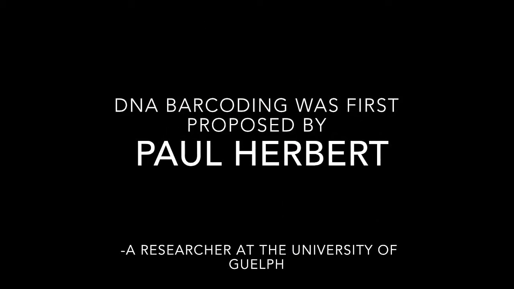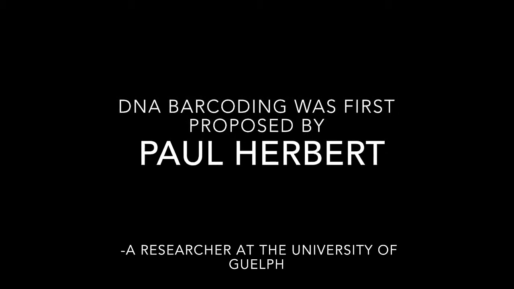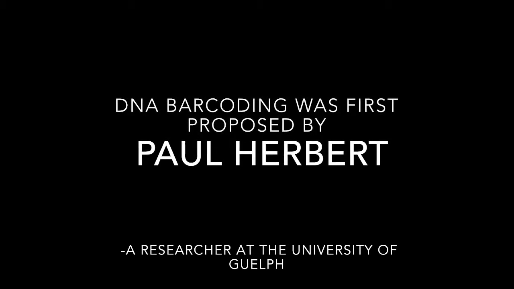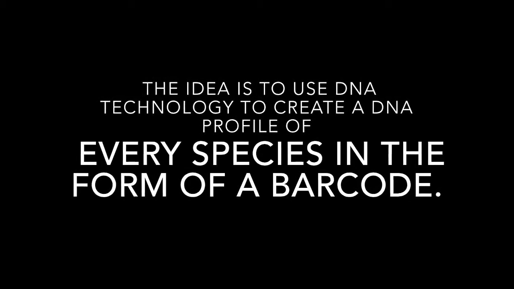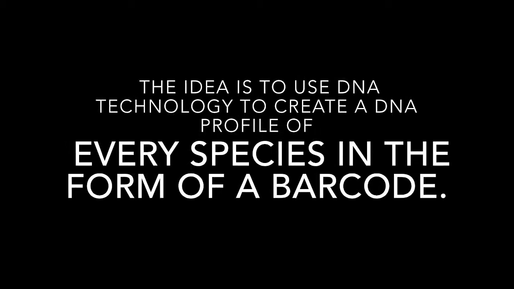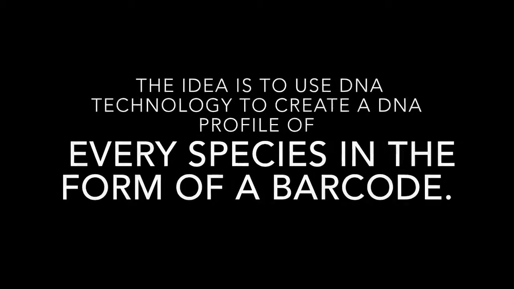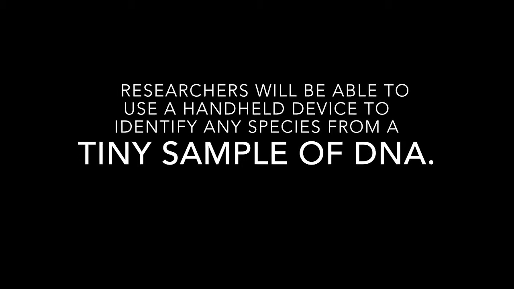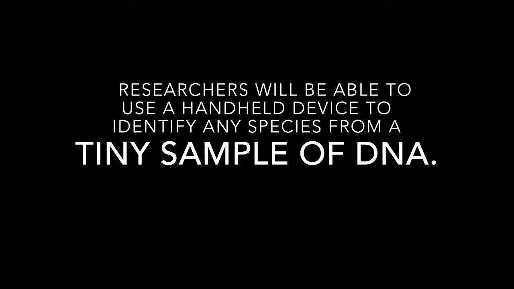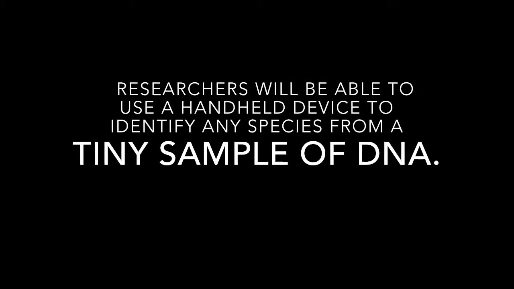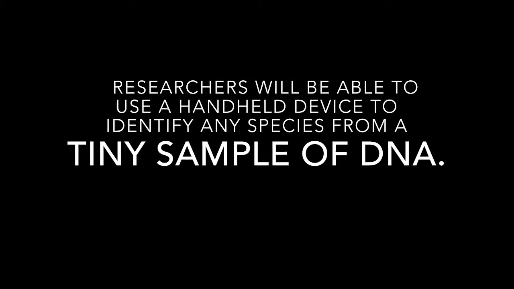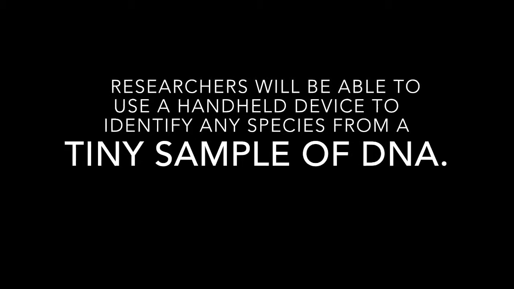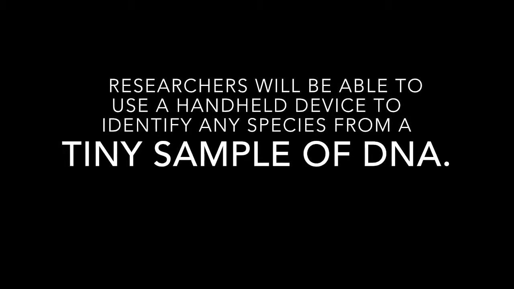DNA barcoding was first proposed by Paul Hebert, a researcher at the University of Guelph. The idea is to use DNA technology to create a DNA profile of every species in the form of a barcode. Researchers will now be able to use a handheld device to identify any species from a tiny sample of DNA. This is similar to when you are getting checked out at a grocery store. The cashier that is serving you scans the barcode of your item in order to see the price. Pretty cool, right?